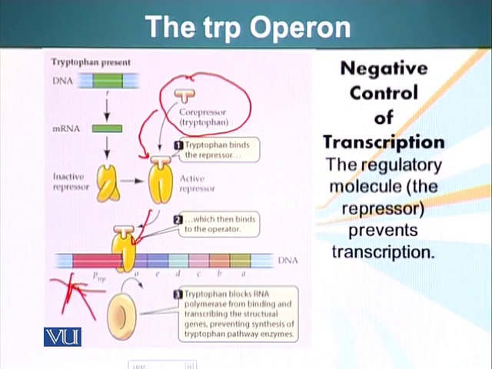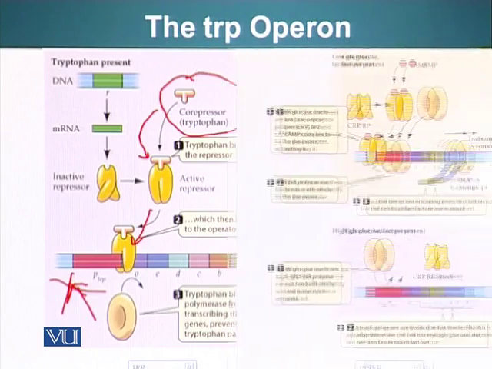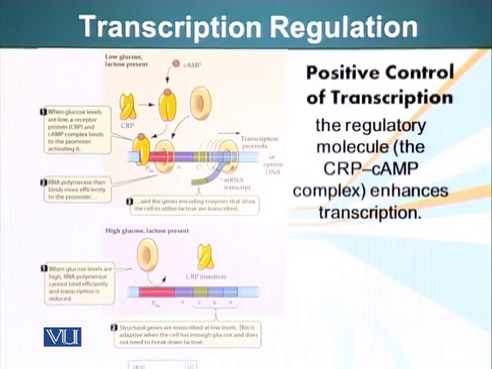Both the systems we have talked about are negative control. The regulatory molecule, the repressor, is preventing transcription. So the trp operon and the lac operon are negative control. We'll look at an example of positive control. Here, the regulatory molecule, when it binds a specific region of DNA, will have a positive control, meaning that it will facilitate transcription rather than hinder it. So let's see an example.